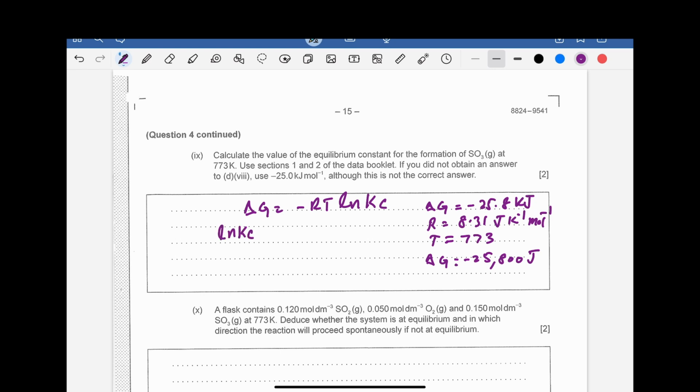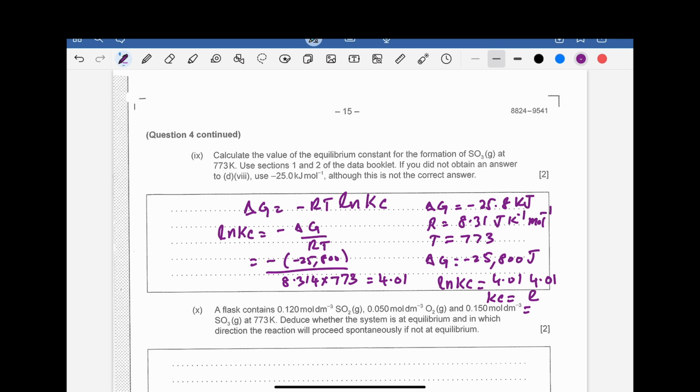Let's rearrange this equation for Kc. So ln Kc will be equal to minus delta G over RT. Let's substitute these values: minus and minus 25,800 divided by 8.314 times 773. If I solve this, that will give me 4.01. So we have ln Kc equal to 4.01, so Kc will be equal to e to the power 4.01. If I solve this, that will give me 55.4.